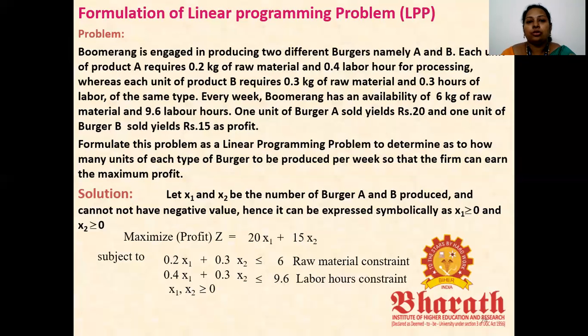And we have to form one more constraint for labor hours. The labor hour requirement for burger A is 0.4, therefore we take 0.4x1. The labor hour requirement for burger B is 0.3, therefore plus 0.3x2. The total availability per week is 9.6 hours. Therefore, 0.4x1 plus 0.3x2 is less than or equal to 9.6. This is the labor hours constraint. Already we decided the decision variables should be positive. Therefore, x1 and x2 are greater than or equal to 0.